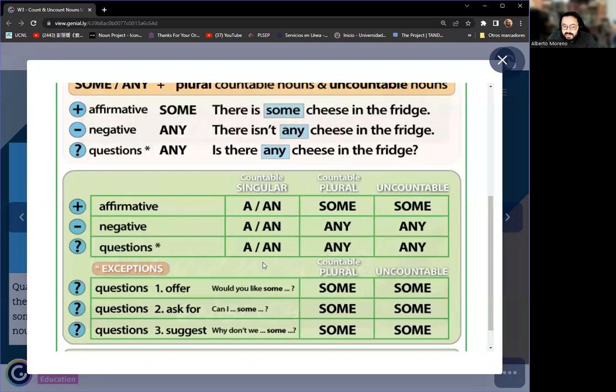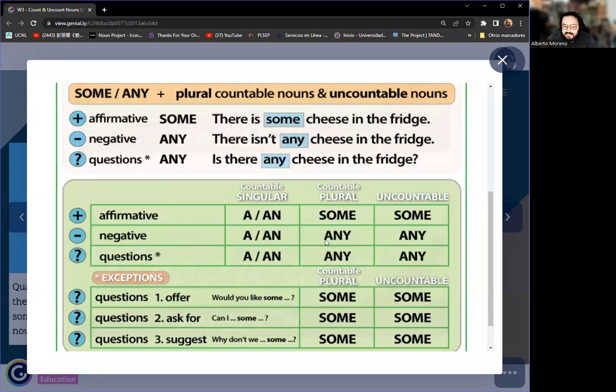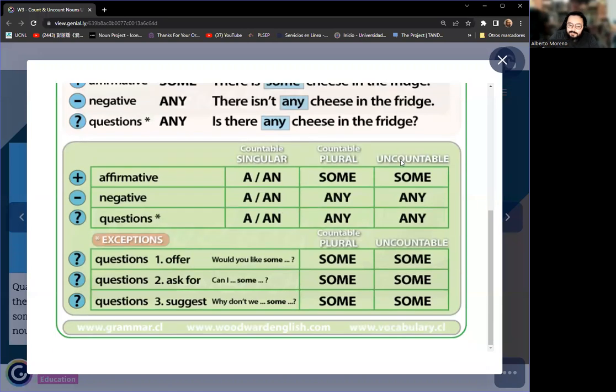¿Ok? De ahí en fuera, some, oraciones afirmativas; any, oraciones negativas; a or an, para hablar de singular, solamente con sustantivos contables. ¿Ok? Hasta aquí. ¿Dudas? Maestro, ¿es en ofertas y en qué más? Es ofertas, cuando pedimos algo, hacemos una petición, y sugerencias. Ok, gracias. Por nada, ¿alguien más? ¿No? ¿Todo bien?